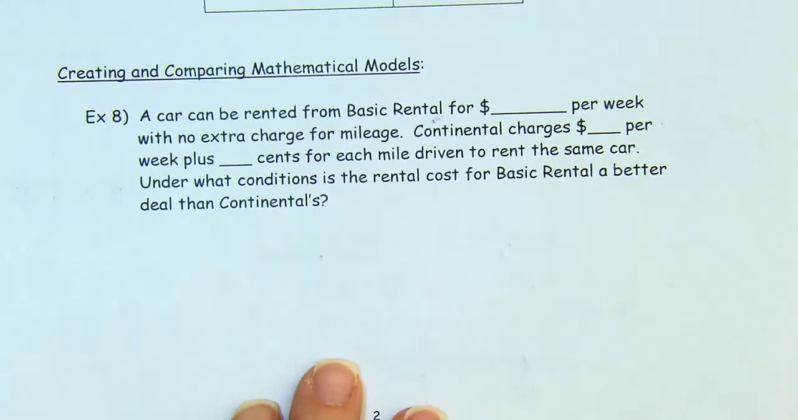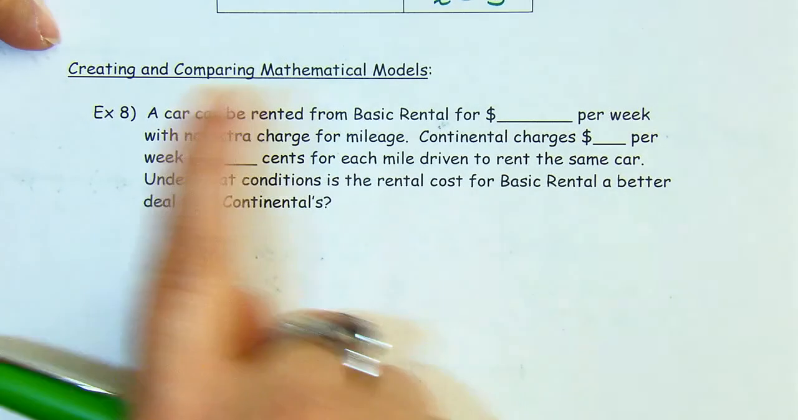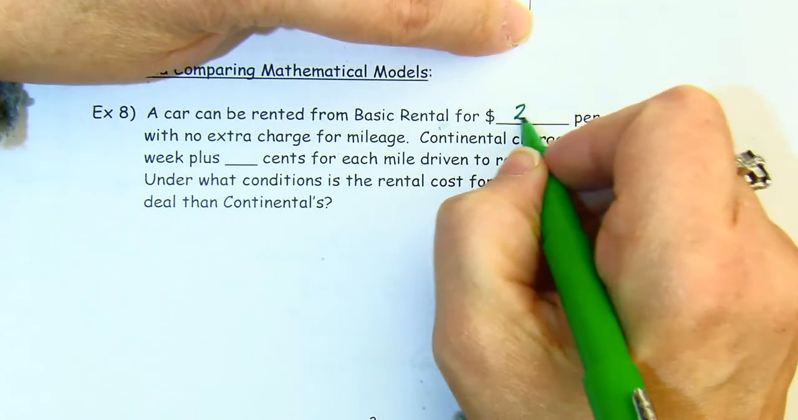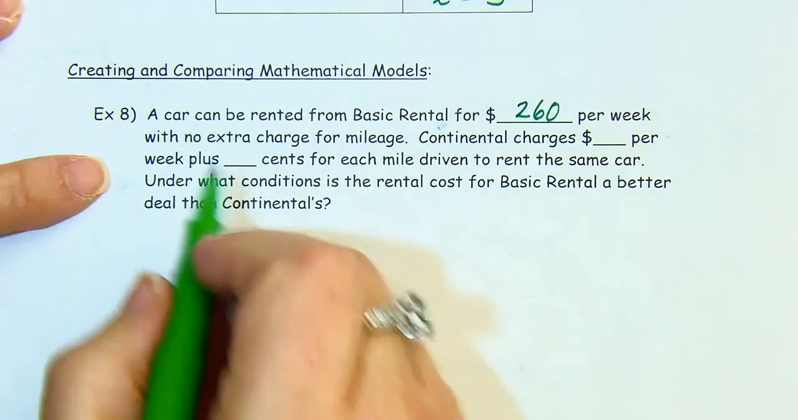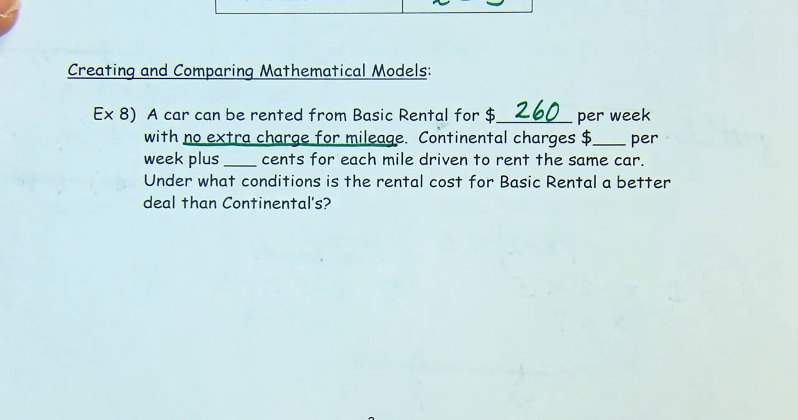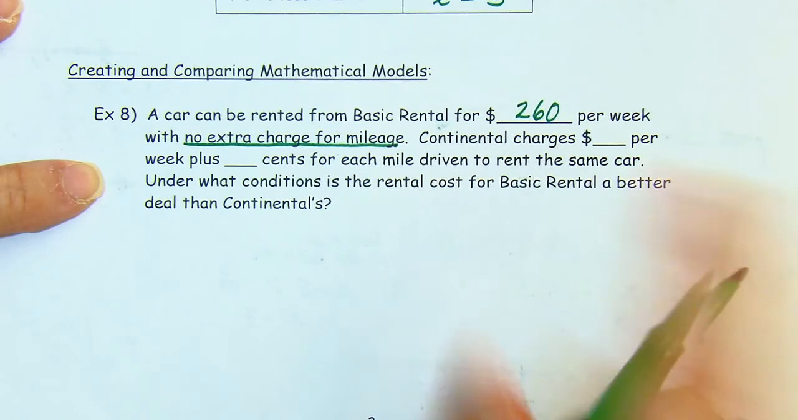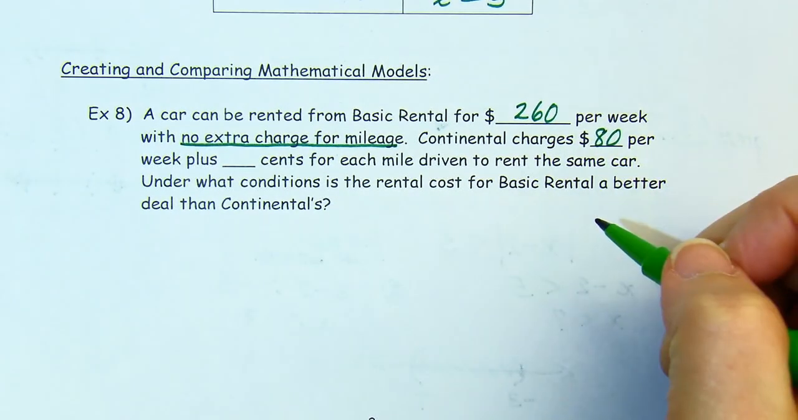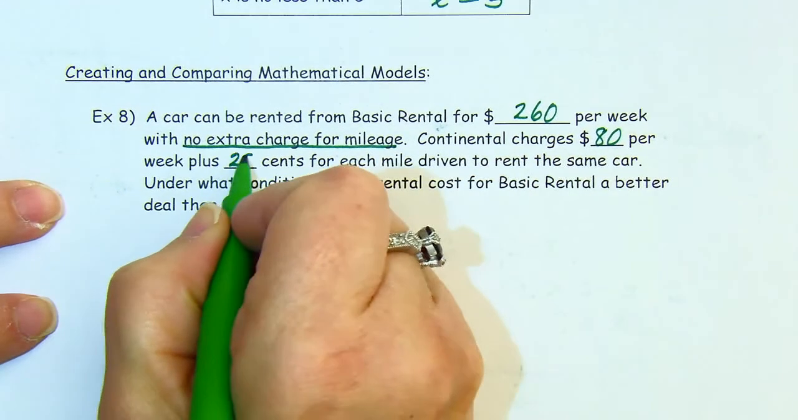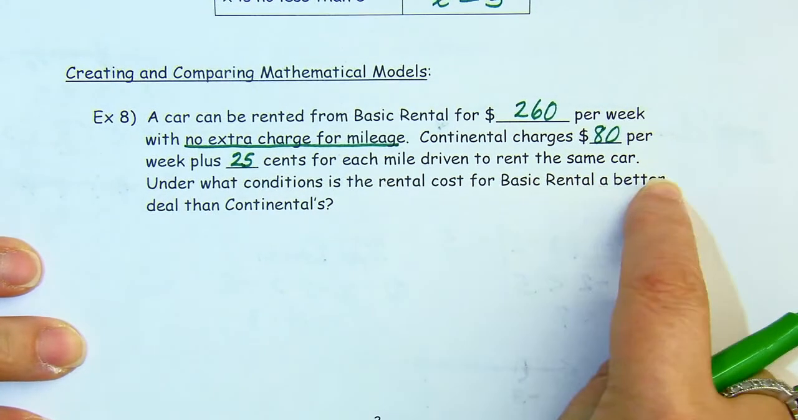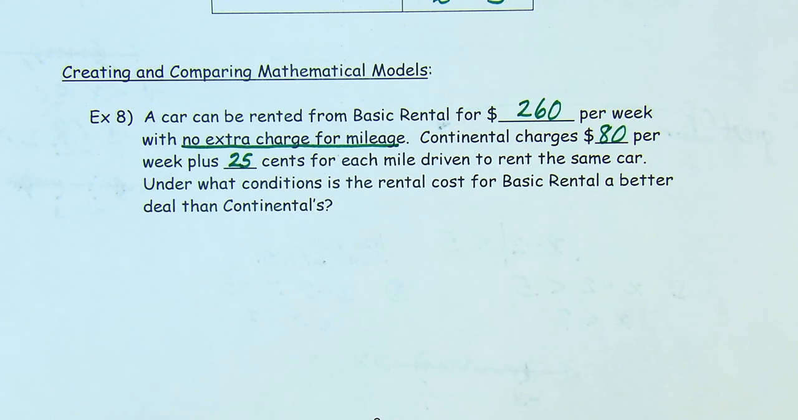All right, one application problem. A car can be rented from Basic Rental Company for $260 for the week with no extra charge for mileage. Flat fee. Continental charges $80 per week. Well, that's a savings. But they're charging you 25 cents for each mile driven to rent the same car. Under what conditions is the rental cost for Basic Rental a better deal than Continental's?